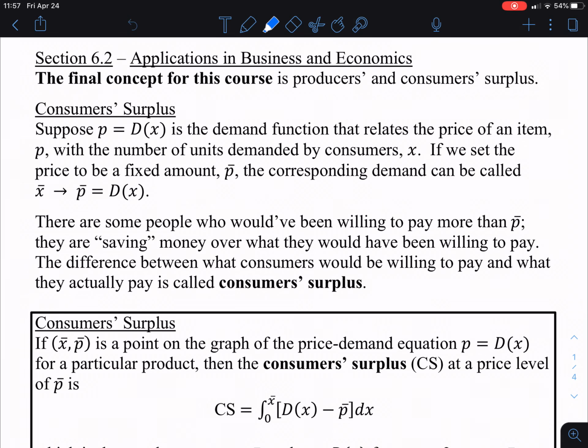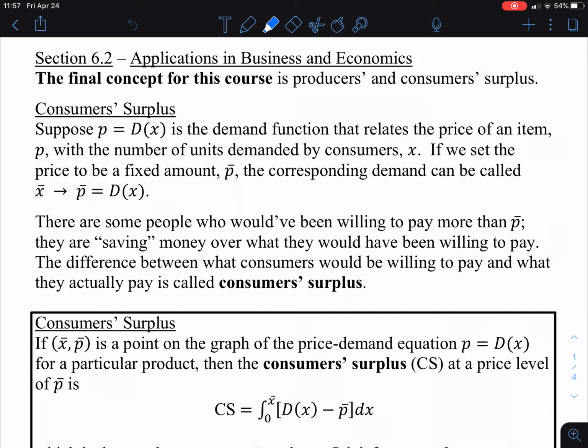We've reached the final concept that we're going to be going over in business calculus, and this is the idea of the producer's and the consumer's surplus. We're going to start out by talking about the consumer's surplus, and then we'll talk about the producer's surplus and figure out when those things actually come together.